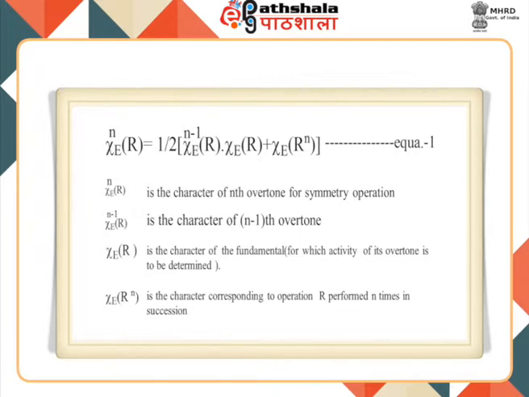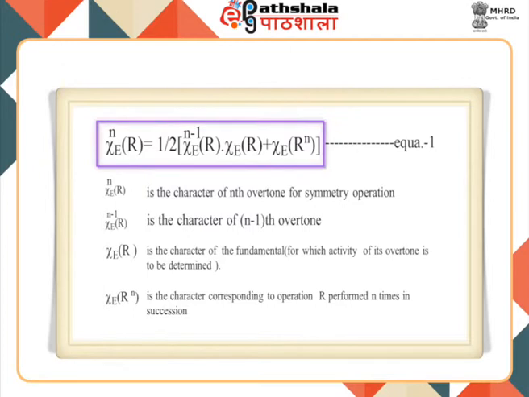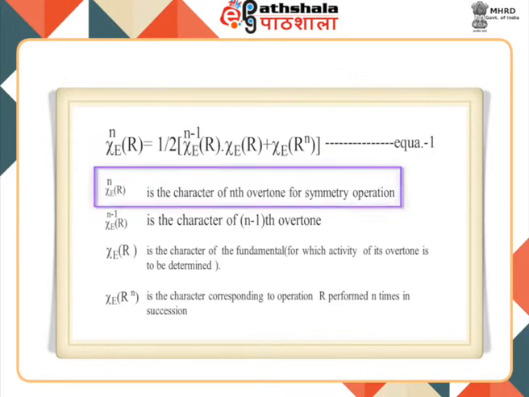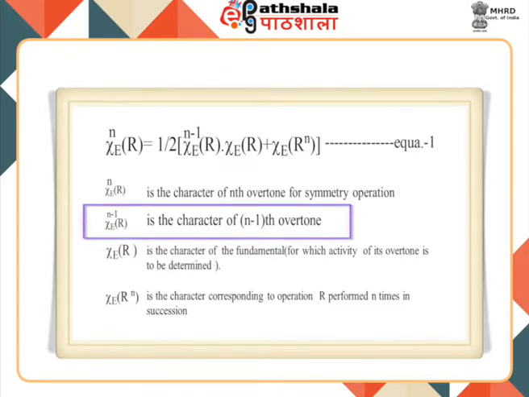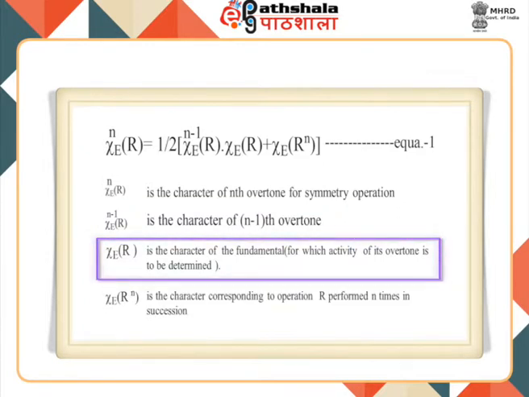Here it is given: chi_E^n(R) = 1/2 [chi_E^(n-1)(R) chi_E(R) + chi_E(R^n)], where the various terms are: chi_E^n(R) is the character of the nth overtone for symmetry operation R, and chi_E^(n-1)(R) is the character for the (n-1)th overtone. Chi_E(R) is the character for the fundamental for which activity of its overtone is to be determined.